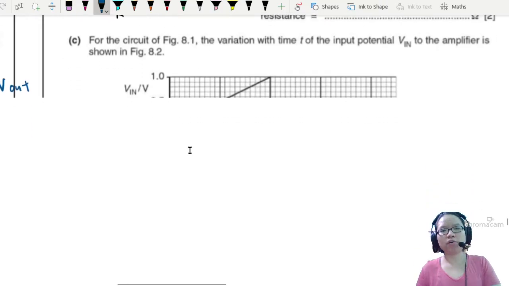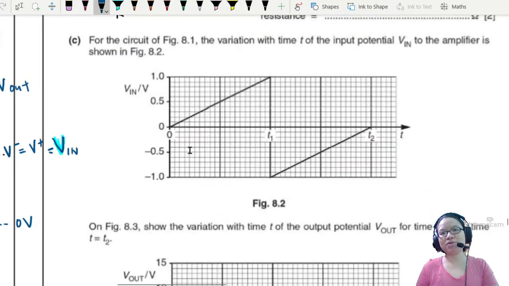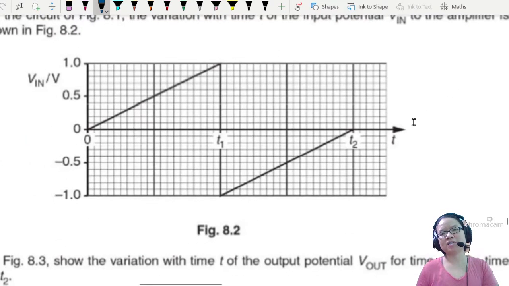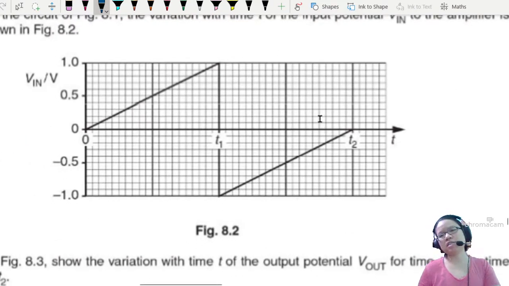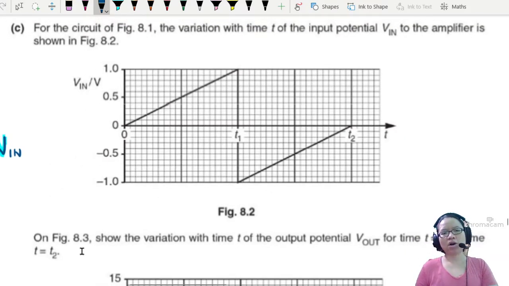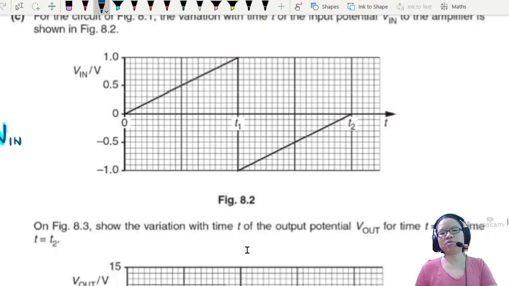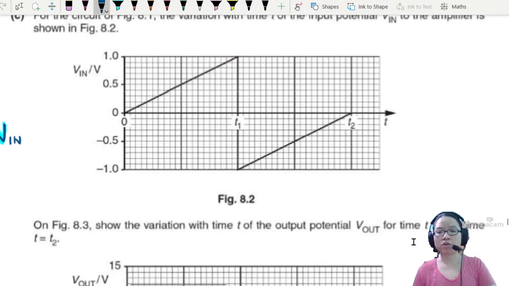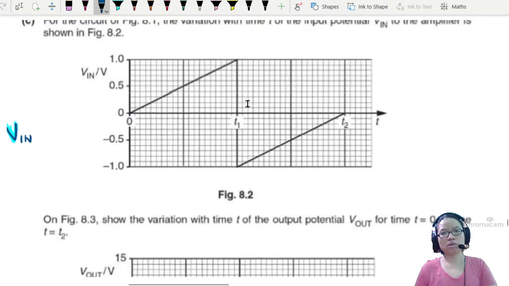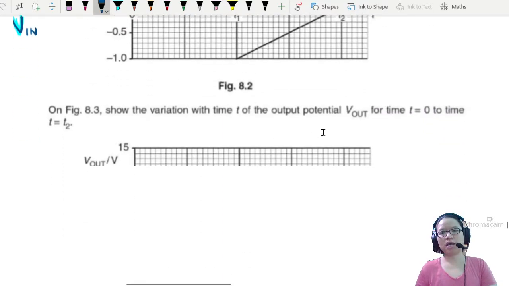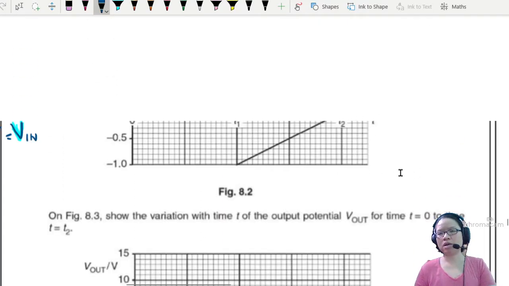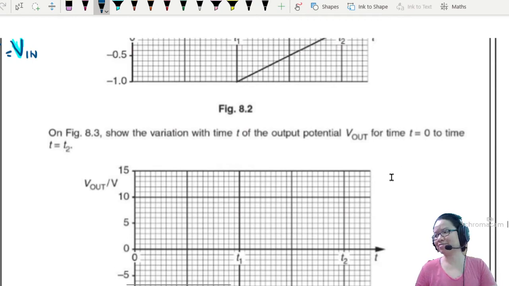Okay, moving on. For this circuit, the variation with time t of V in is drawn. So this is our V in. Is this a triangle wave? Very nice. On figure 9.3, show the variation with time t of the output potential. Okay, so this is your input, and you are asked to show the output. How would the output look like?